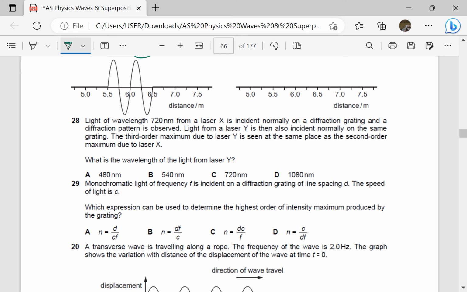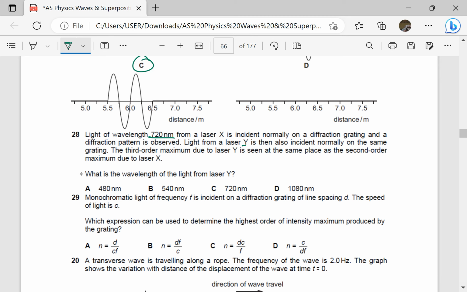Light of wavelength 720 nanometers from a laser X is incident normal on a diffraction grating, and a diffraction pattern is observed. Light from a laser Y is then also incident normally on the same grating. The third order maxima due to laser Y is seen at the same place as the second order. That means theta is the same for the third of Y and the second of X. What is the wavelength of the light from laser Y?